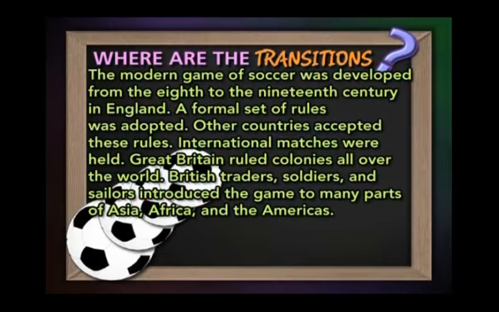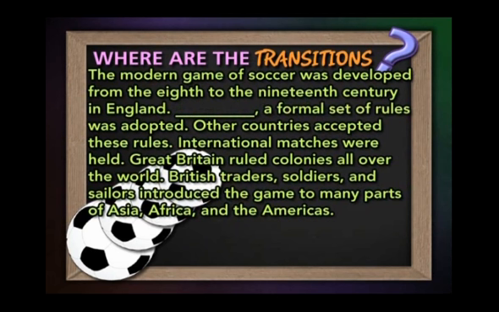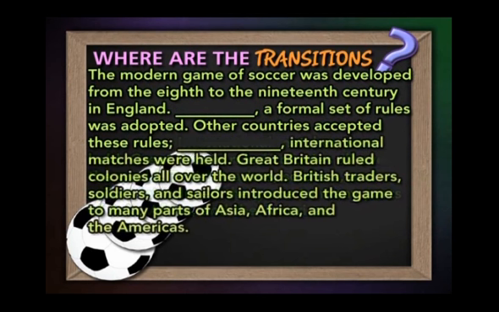Let's take a look at these answers. The modern game of soccer was developed from the 8th to the 19th century in England. We'll leave that sentence alone. That's our introduction. But right here, I need something to link ideas. I need a transition. So I'll put a blank in there. I'll mark that. Blank, a formal set of rules was adopted. Other countries accepted these rules. I think there's something missing in there too. So I'll put a blank in there.